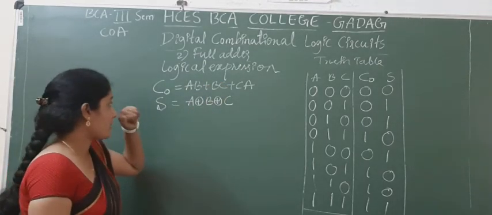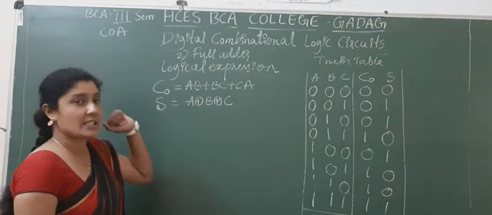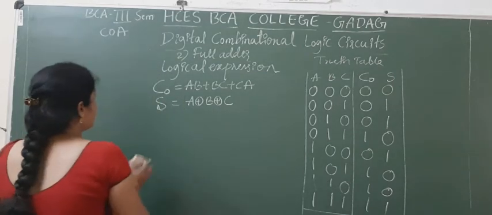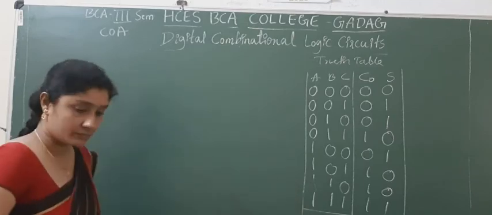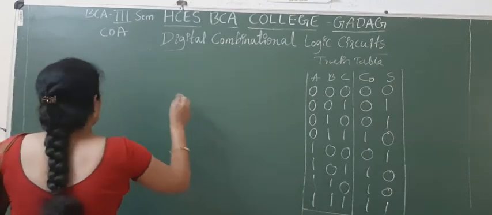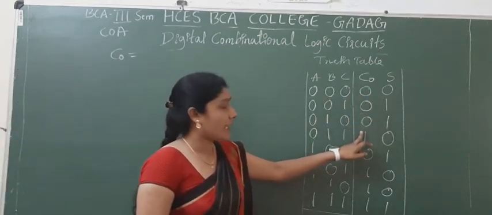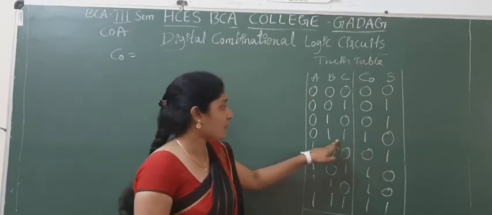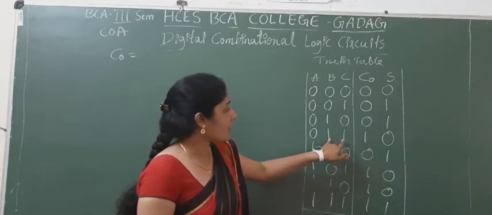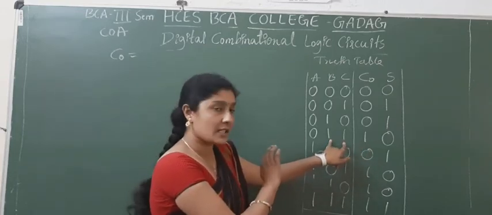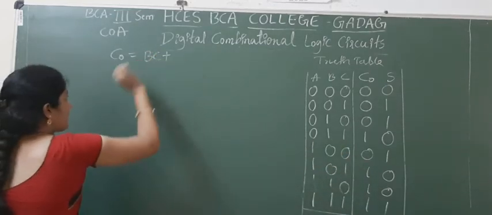Logical expression for this. See here, why the expression is like this, that we can simplify here. See, let us write CO, that is carry. So, wherever the carry output is 1, we have to write the corresponding expression of the inputs. See, here it is 1, and what is this? BC. Leave this 0. Okay, only consider the true value. So it is BC plus.